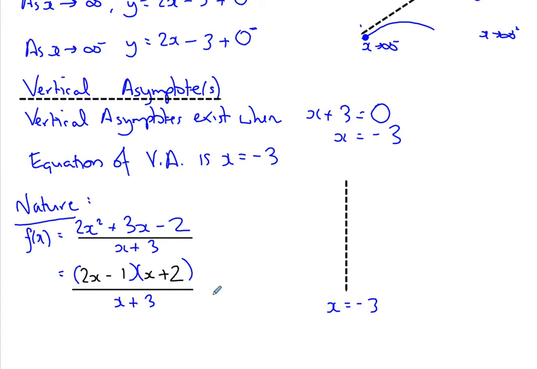Why do we do that? Because we want to think about as x approaches negative 3 from below, and as x approaches negative 3 from above. In other words, to the left and to the right. So this is below, to the left really. Okay, so as x tends to negative 3 minus, what happens?